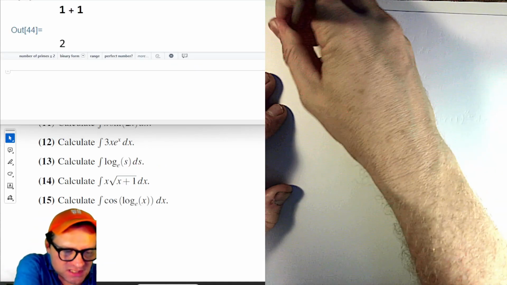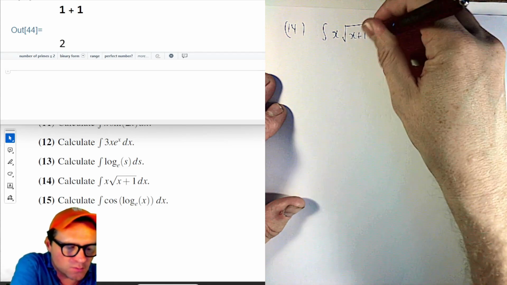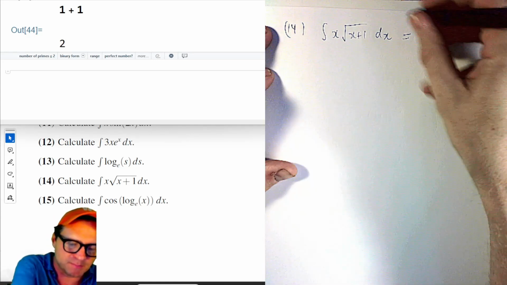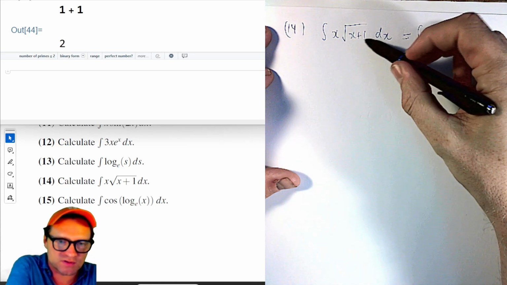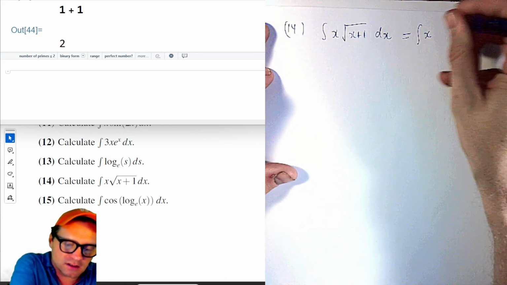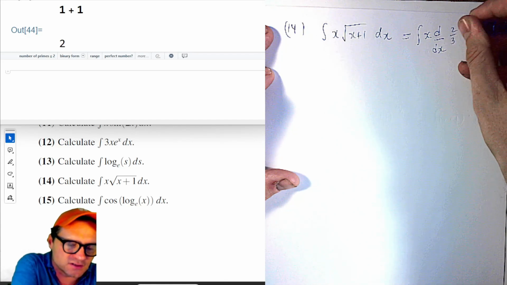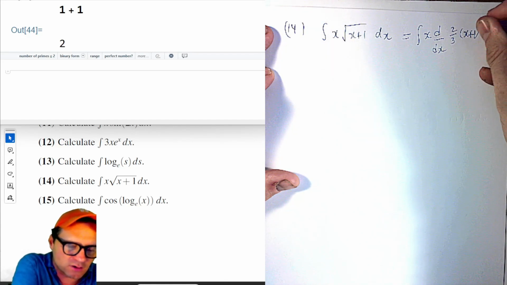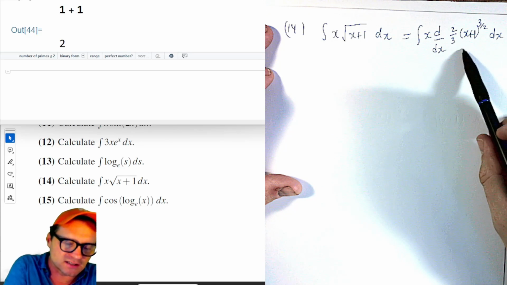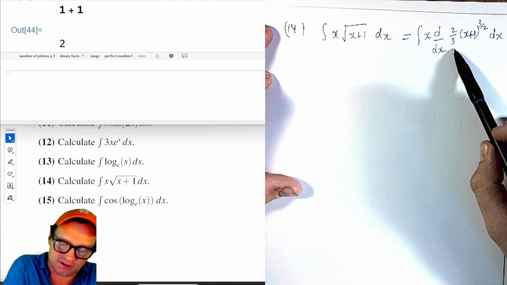Okay, question 14. We are asked to integrate x times the square root of x plus 1 with respect to x. And we want to do this via integration by parts. So what we do is we represent the square root of x plus 1 as a derivative. And so we have that it's the derivative with respect to x of 2/3 x plus 1 to the power of 3 over 2. Now, if you actually differentiate this, the 3/2 will come down and cancel that 2/3.